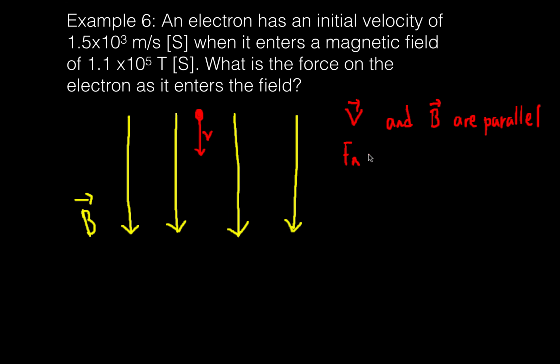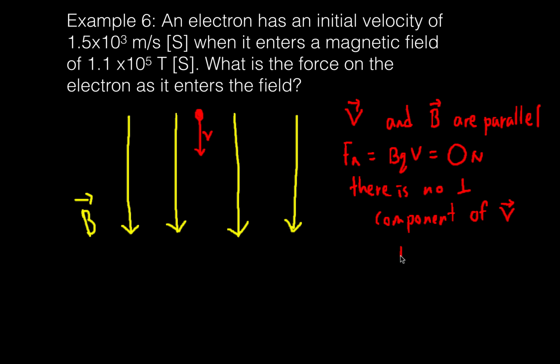Since the velocity and the magnetic field are parallel, the formula Fm equals BQV tells us that we have a 0 newton force. There is no perpendicular component of the velocity. For this reason, the magnetic force is 0. As long as the magnetic field and the velocity of a particle point the same direction, there will be no magnetic force on the particle.